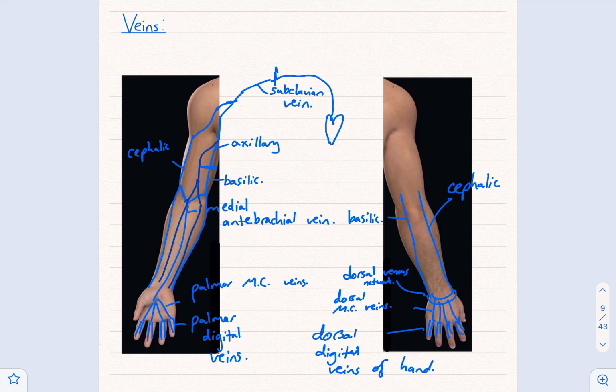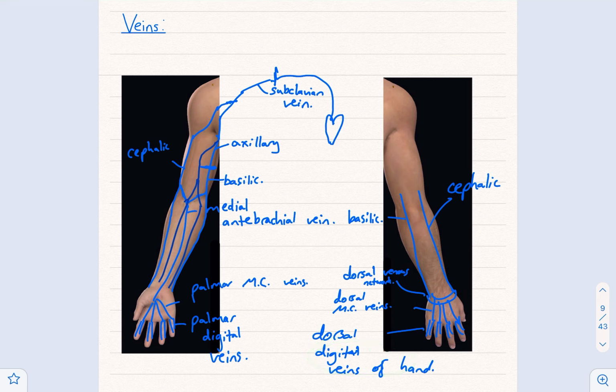From the basilic and cephalic veins, they then lead down here and create this dorsal venous network over here. Let me just change this so you can see it. Here, the dorsal venous network. That's at the back of the hand. That then forms the dorsal metacarpal veins, which is here, and then that goes down to form the dorsal digital veins of the hand, which are there.